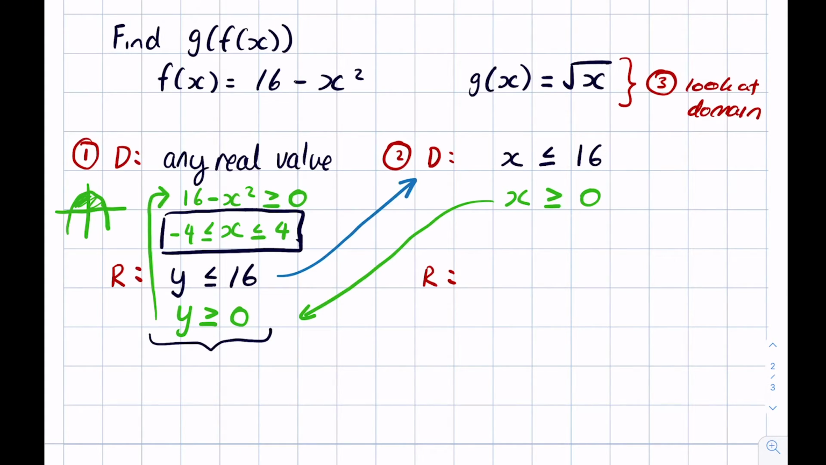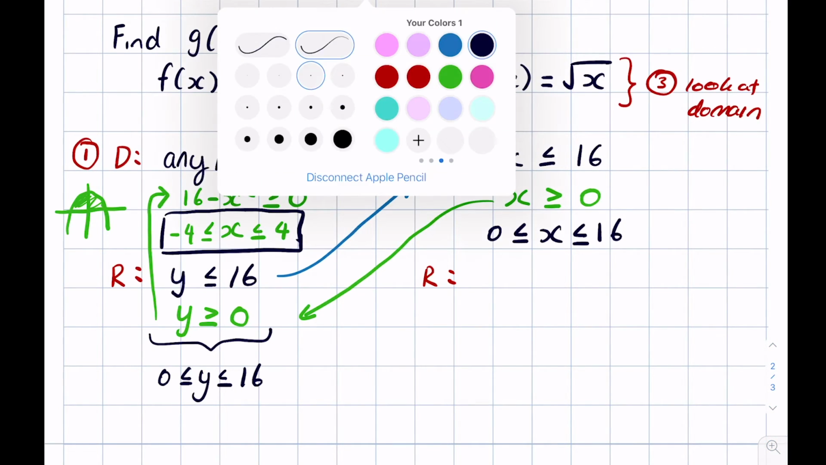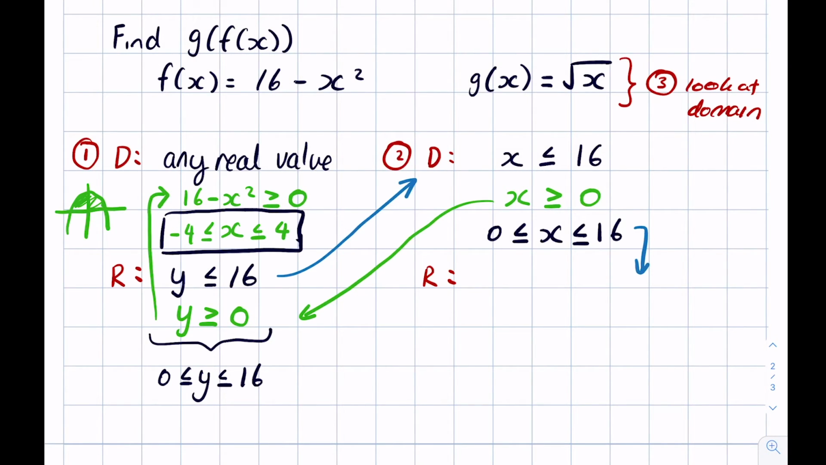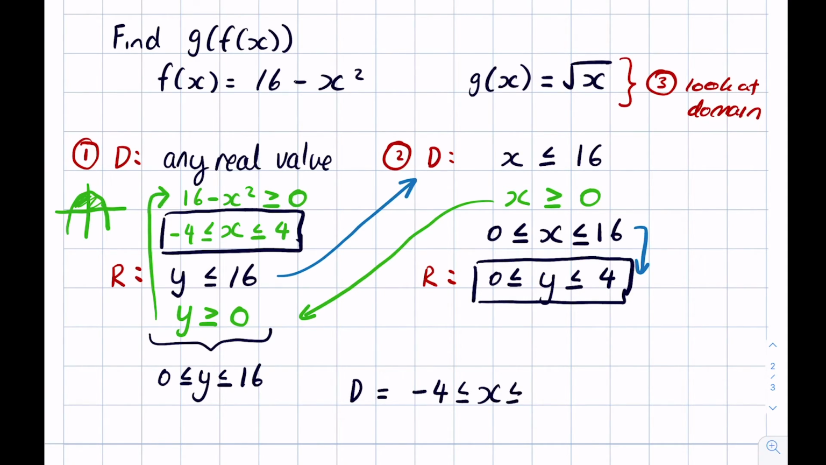Looking at the range of f(x), we have y between 0 and 16. And looking at the domain of g(x), we find that x must be between 0 and 16. We also use this to find the range of g(x), where after we substitute that in, we find that y must be between 0 and 4. And so that's the range that we have found. Overall, the domain is that x must be greater than or equal to negative 4 and smaller than or equal to 4. And the range is that y must be greater than or equal to 0 and smaller than or equal to 4.